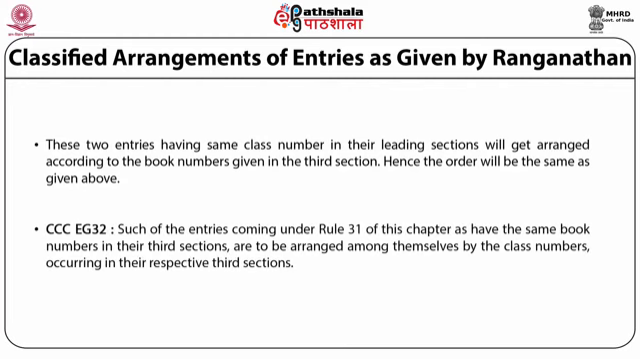CCC rule EG32: such of the entries coming under rule 3.1 of this chapter as have the same book numbers in their third sections are to be arranged among themselves by the class numbers occurring in their respective third section.